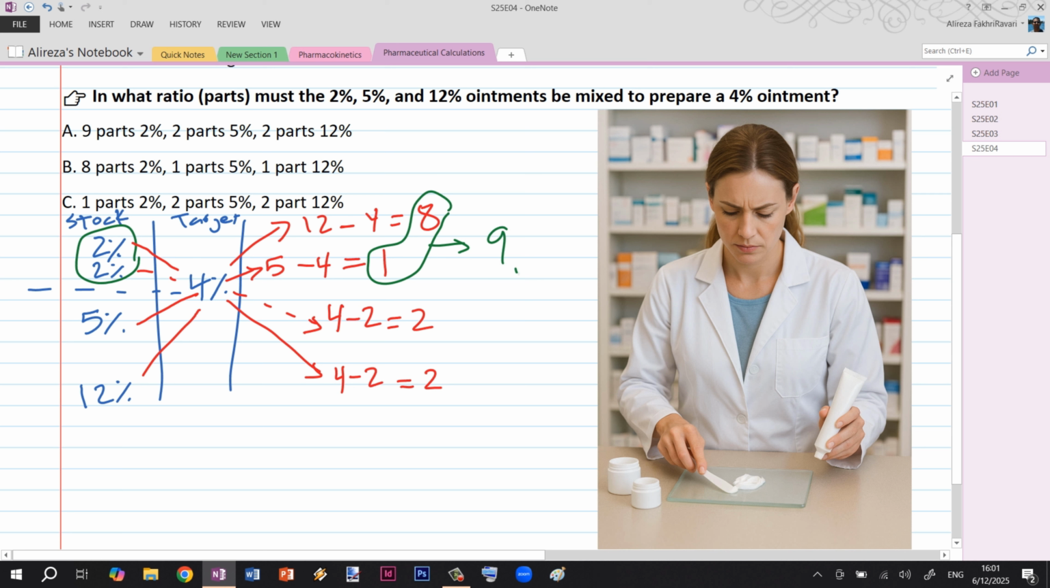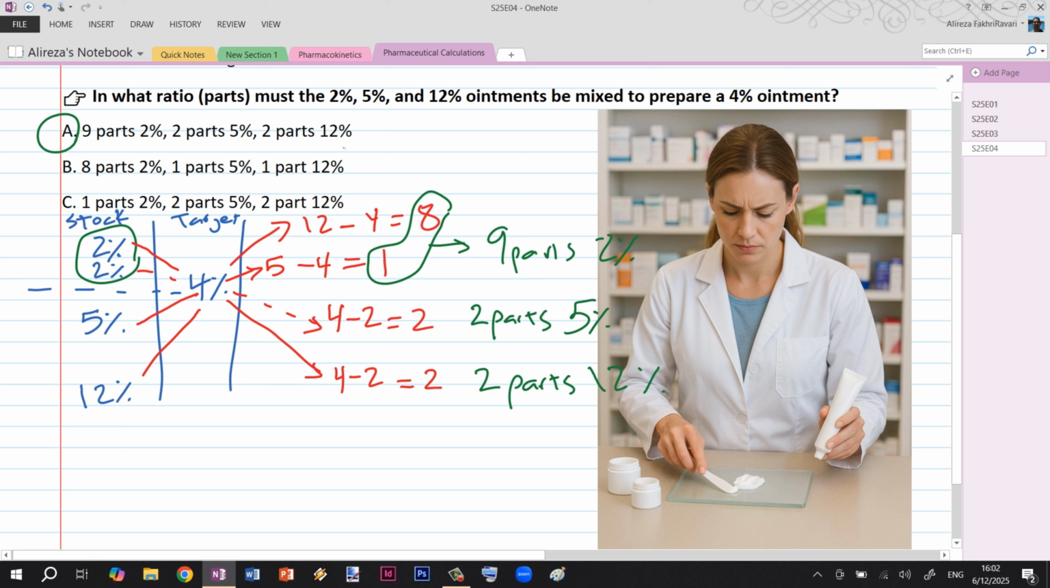So essentially you need 9 parts of the 2%, 2 parts of the 5%, and 2 parts of the 12%. In this case the correct answer is A: 9 parts of the 2%, 2 parts of the 5%, and 2 parts of the 12%. Now you can verify your answer.